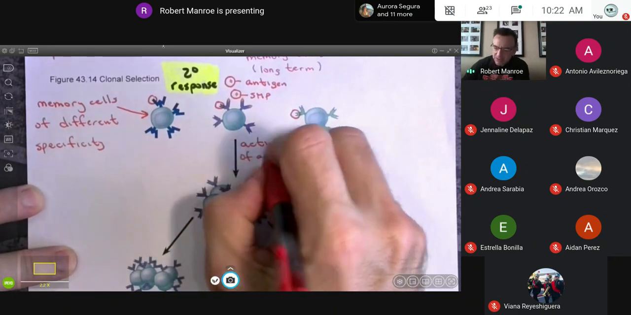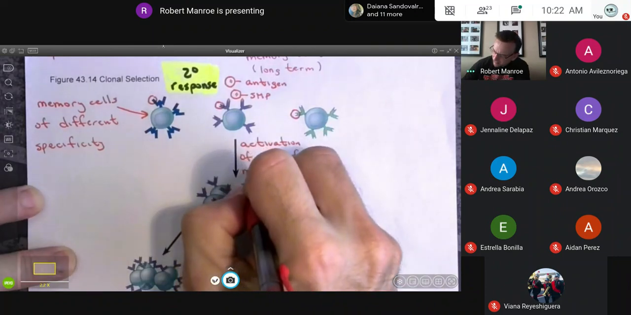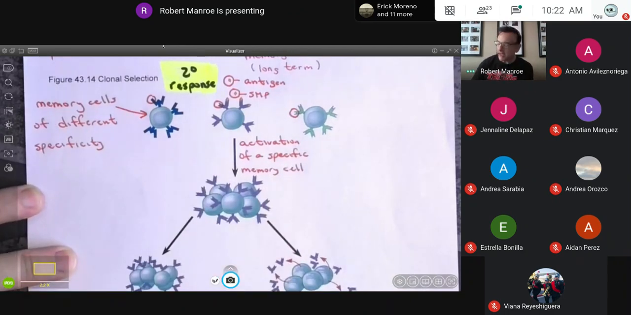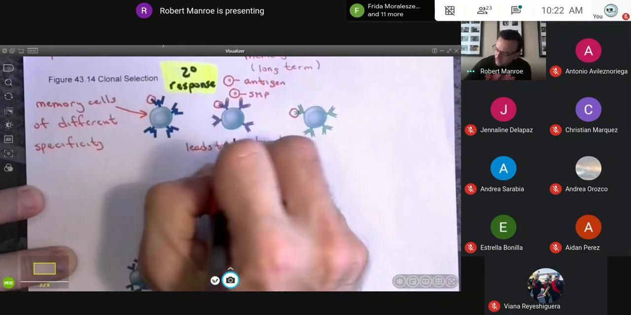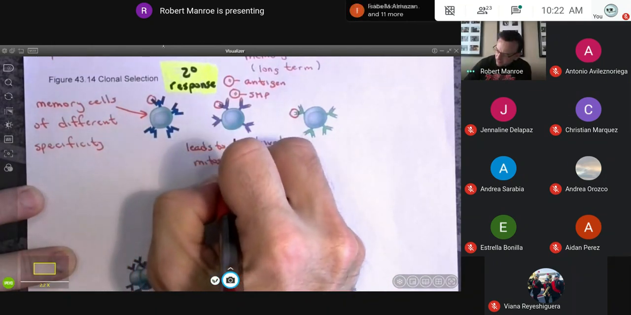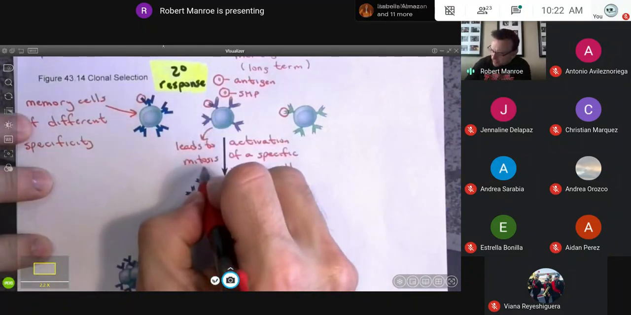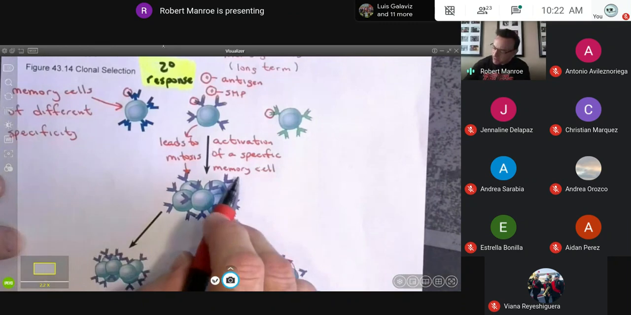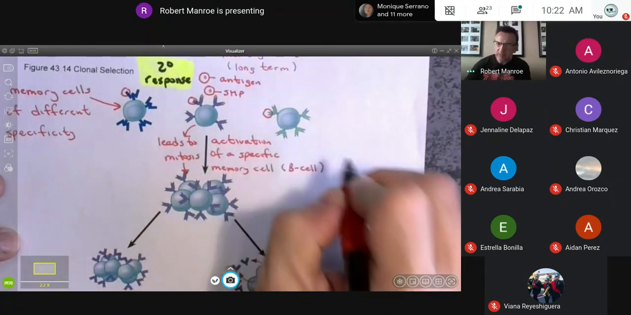Activation of a specific memory cell. Okay? And this activation leads to mitosis. Okay, so you have some memory cells, but when they get stimulated, they reproduce in very, very large amounts. And these memory cells, don't forget, are a type of B cell.